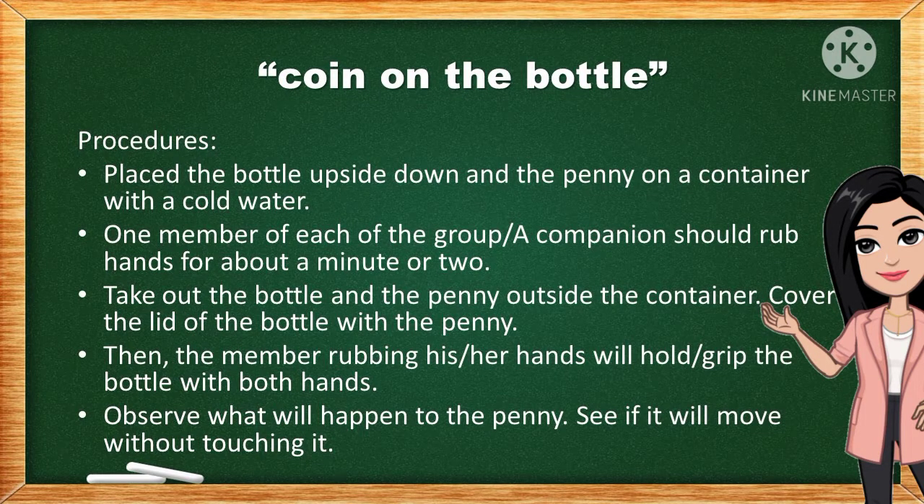First, place the bottle upside down and the penny in a container with cold water. Next, one member of each group or a companion should rub both hands for about a minute or until warmed up. Third, take out the bottle and the penny from the container and cover the lid of the bottle with the penny. Then, the member who rubbed his or her hands will grip the bottle with both hands. Then, observe what will happen to the penny. See if it will move without touching it.